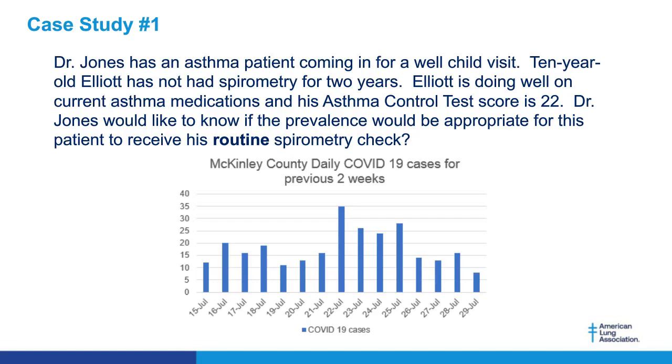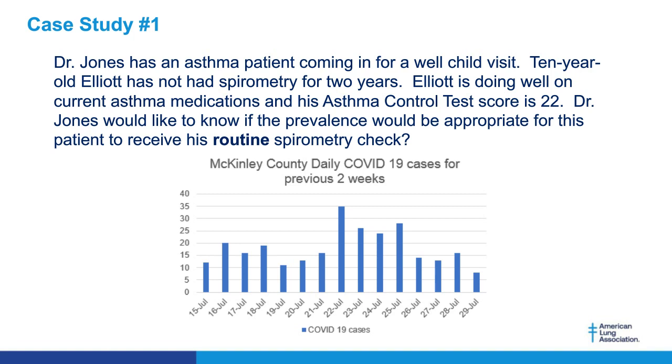Here's our first case. Hello, my name is Kathy Mosley, and I'm going to go through our first case. I'm a master prepared nurse from the office of the American Lung Association in Albuquerque, New Mexico. This is case study number 1. Dr. Jones has an asthma patient coming in, a child visit. 10-year-old Elliot has not had spirometry for 2 years. Elliot is doing well on current asthma medications, and his asthma control test score is 22.